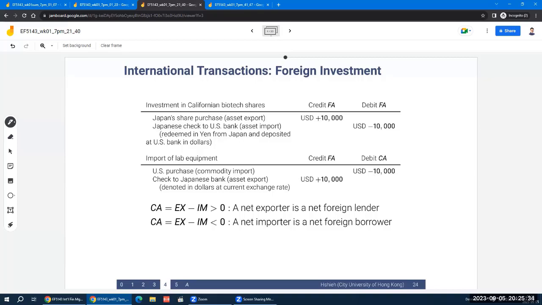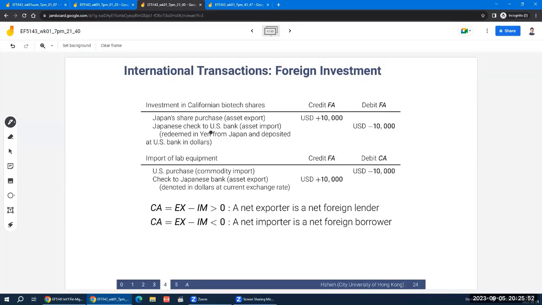and they want to import California biotech shares, so that's stock or private stock, and in exchange they will give the U.S. company money, right?